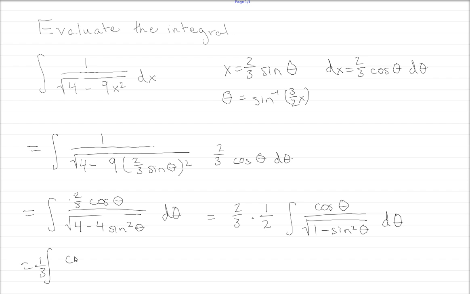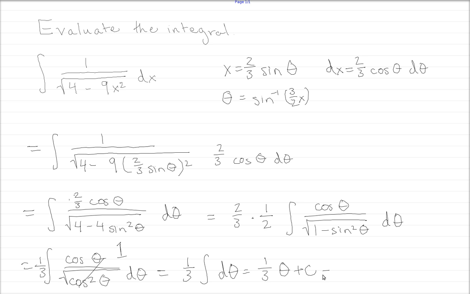So if I multiply 2/3 by 1/2, that's just 1/3. And now in my integral, I've still got cosine theta on top. In the bottom, I've got square root of cosine squared theta d theta. So now I've got cosine and square root of cosine squared, which is of course just cosine, so these will cancel, and that's just 1. So now my integral, I've just got 1/3 times the integral of d theta, and that's easy to integrate, so I integrate that, I get 1/3 theta plus a constant.